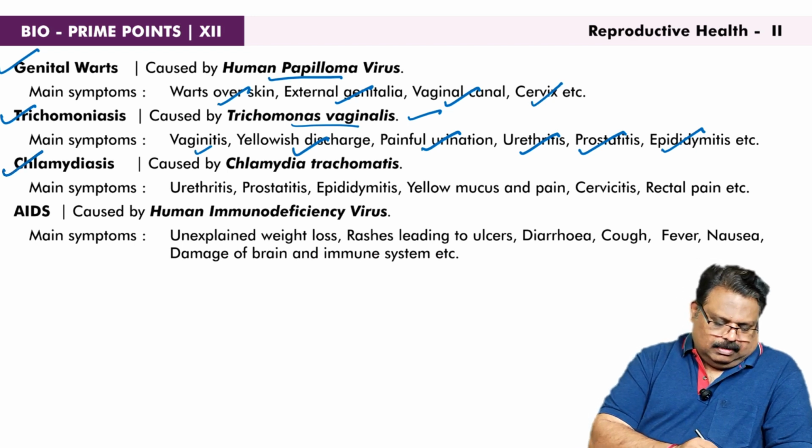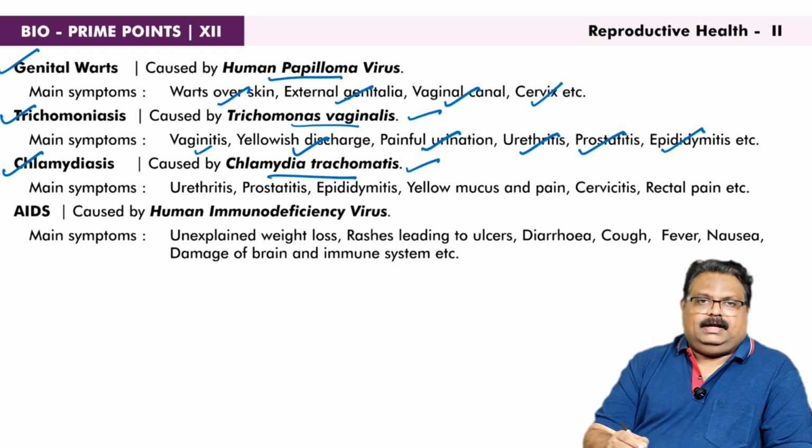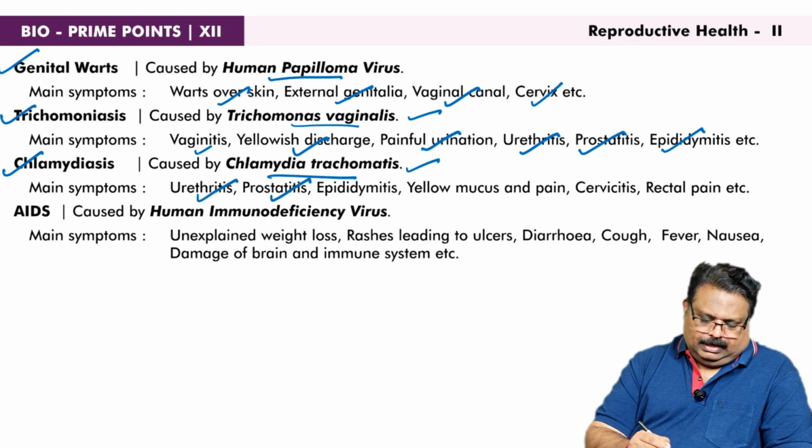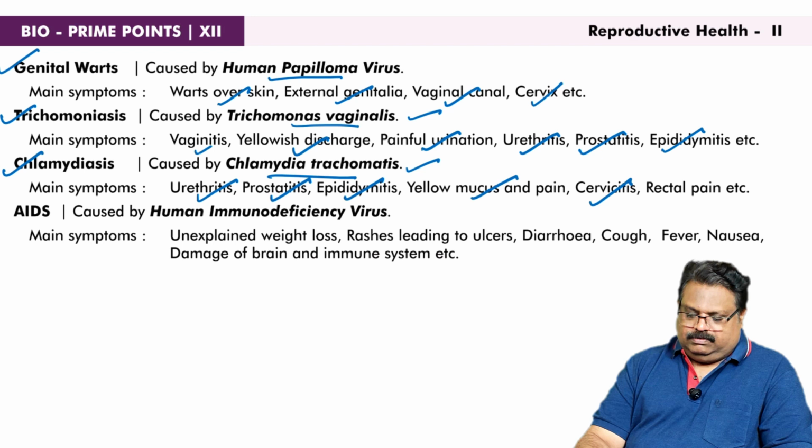Another disorder is called chlamydiasis. Chlamydiasis caused by Chlamydia trachomatis. Symptoms include urethritis, prostatitis, epididymitis, yellow mucus and pain, cervicitis, inflammation of the cervix, and rectal pain. Okay.